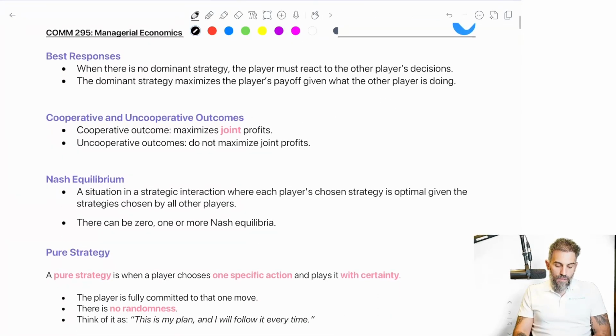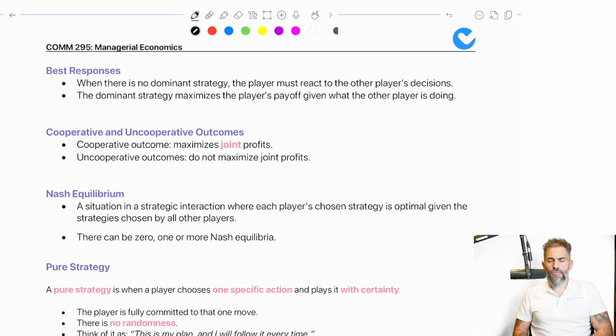So, a little bit of theory now. Best response. This we sort of saw right before the midterm, where you have a dominant strategy sometimes, but sometimes you don't have a dominant strategy. Where depending on what the other person does, the other person should do something different, and that's the best response, right? How should I react to a decision made by the other player?